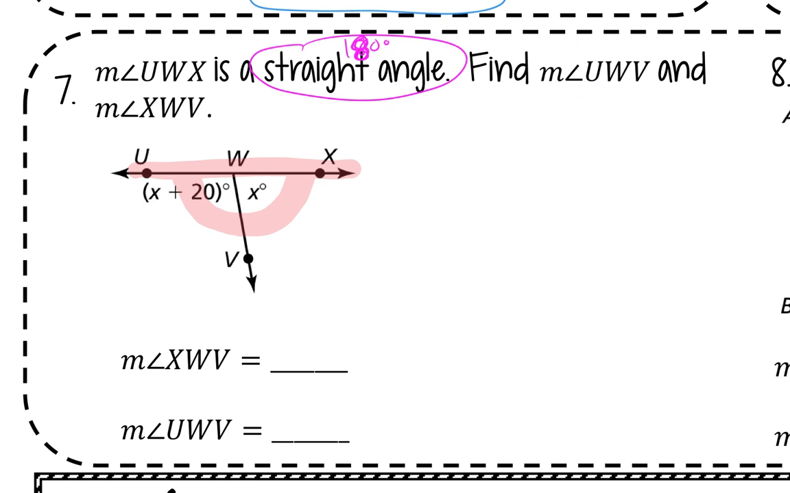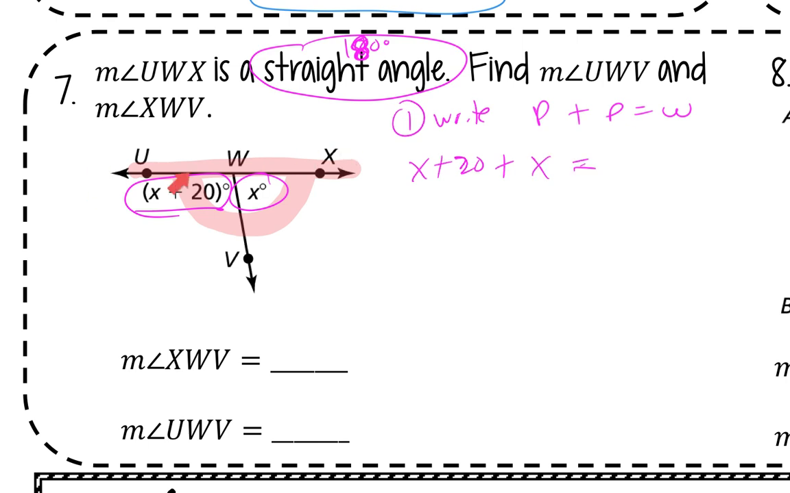Well, they want us to find UWV, so this and this, but they have variables. So the first thing we need to do is write an equation, right? So we're going to think part plus part equals whole. So the first part is x plus 20, right? Plus the second part is x equals, what did we say the whole thing is? The whole amount is a straight angle of 180. Okay, so we're just using the information that we have. Now, see if you can solve this on your own. And pause and unpause as you can to see how much you can do.